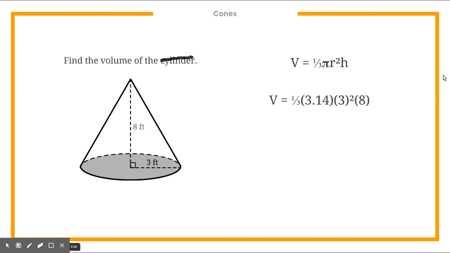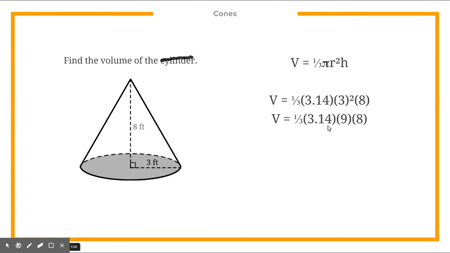All right, so then from here we just start plugging in our numbers. So we know that pi is 3.14. We can see right here that the radius is 3, so we plug that in. And the height, which forms a 90-degree angle, is 8. Now again, it's important that we multiply or do our exponent first. And so we get 9 where there was 3 squared.